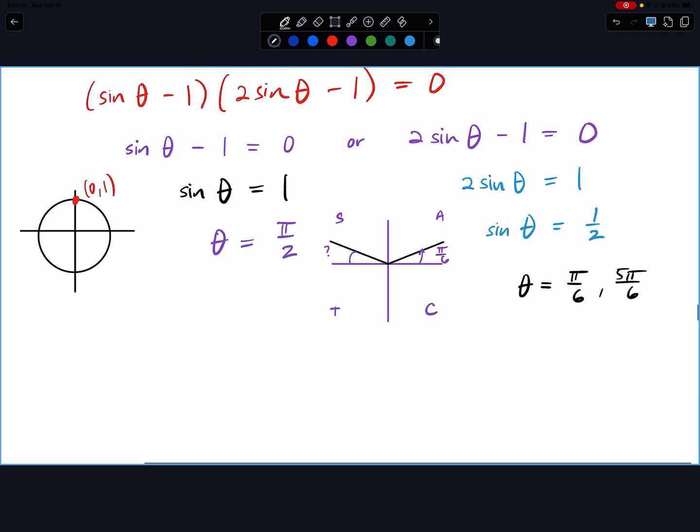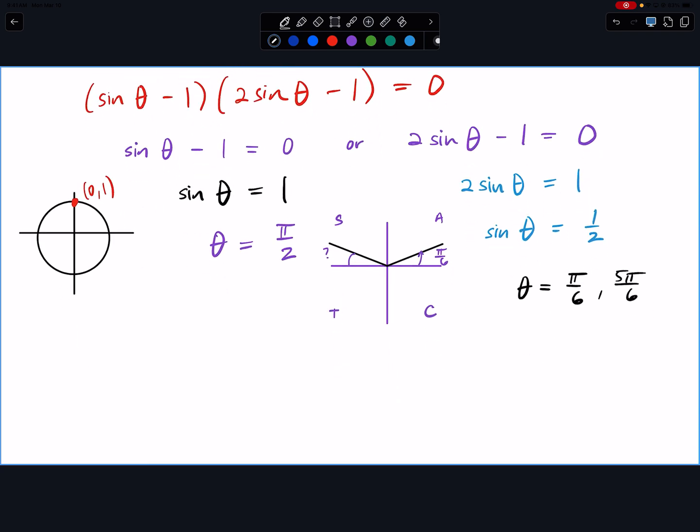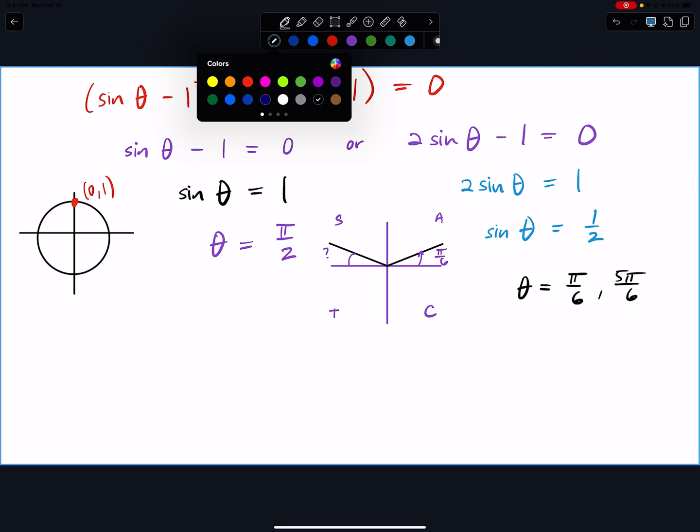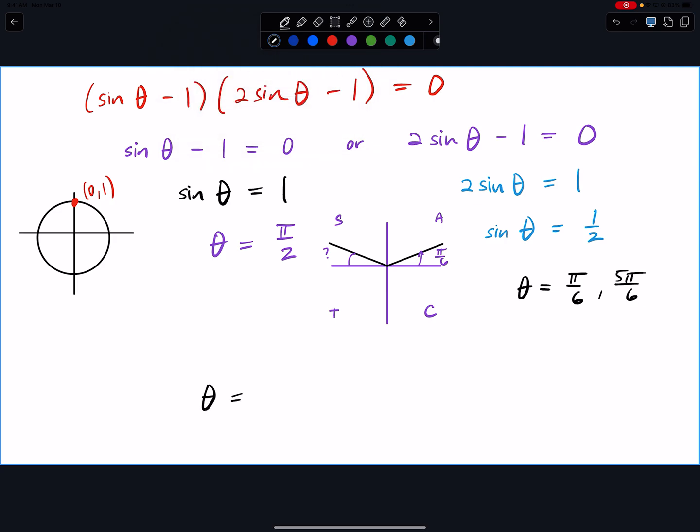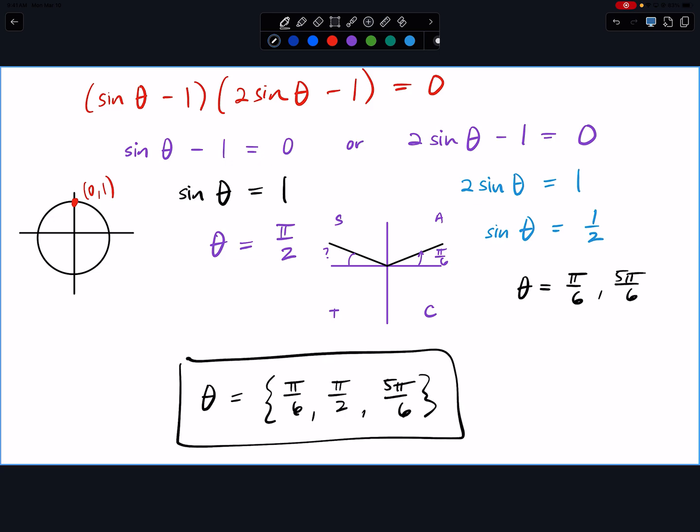So to make this look nice, do you guys agree our other answer was pi over 2 from earlier, right? You should technically write them in order just because it looks nice. So our 3 solutions are theta is equal to fancy braces, because we're fancy now. Which is the smallest angle of those 3? Pi over 6, 5 pi over 6, or pi over 2? Pi over 6, so it's going to be pi over 6, comma, pi over 2 because it's in the middle, and then 5 pi over 6. So these are our 3 solutions between 0 and 2 pi.